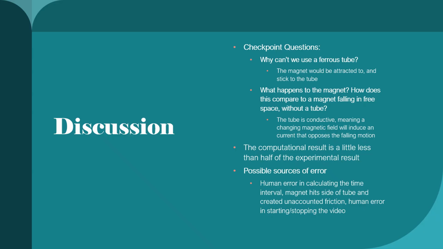So the computational result is a little less than half of the experimental result, and potential sources of error that could account for this is human error in calculating the time interval, or if the magnet hit the side of the tube and created some friction that we didn't account for. And there could also be human error in starting and stopping the video at the right moments.